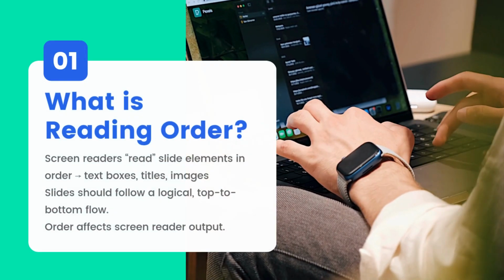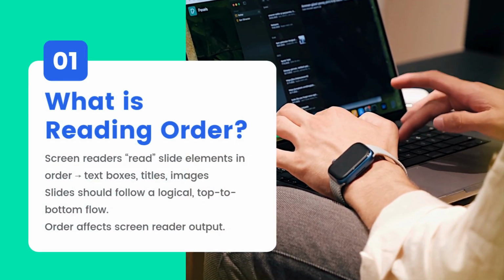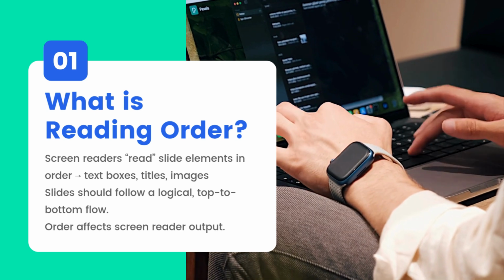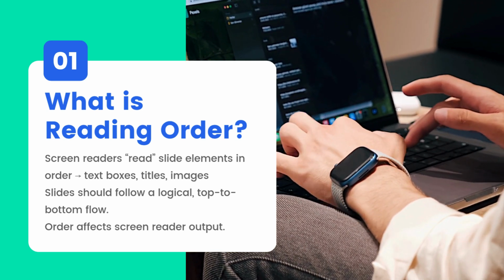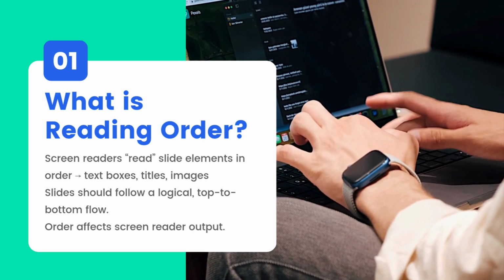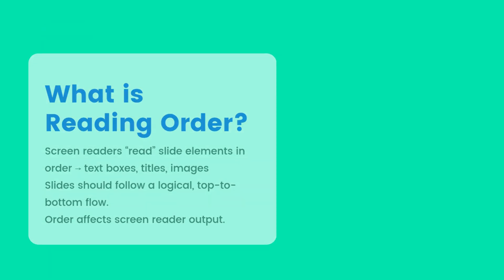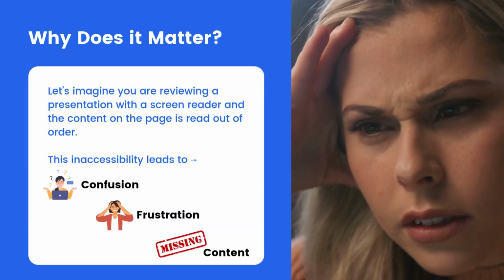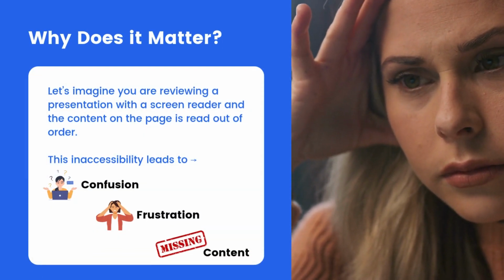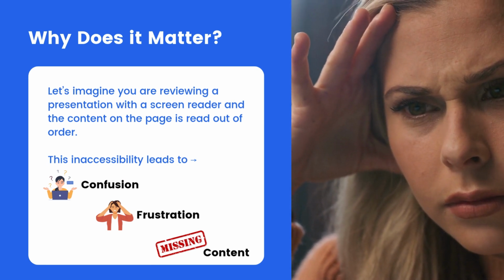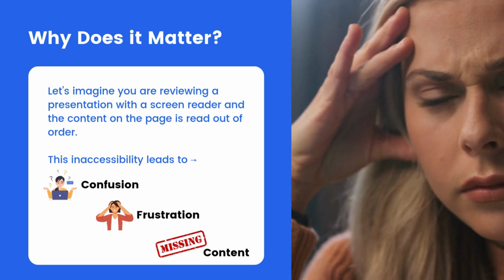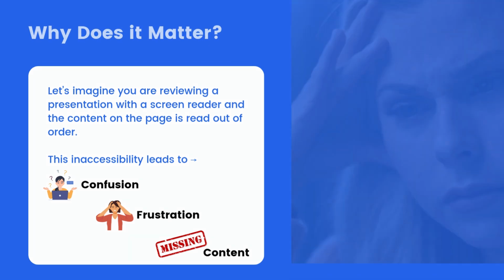What is reading order? Screen readers read slide elements in order: text boxes, titles, images. Slides should follow a logical, top-to-bottom flow. Order affects screen reader output. Why does it matter? Let's imagine you are reviewing a presentation with a screen reader and the content on the page is read out of order. This inaccessibility leads to confusion, frustration, and missing content.